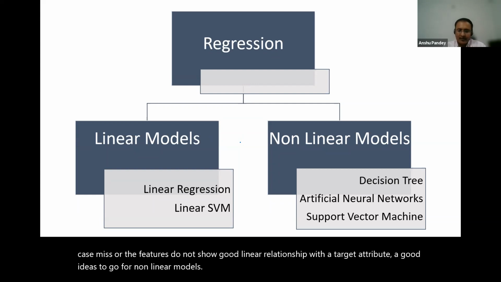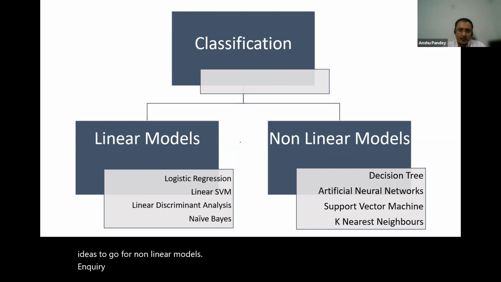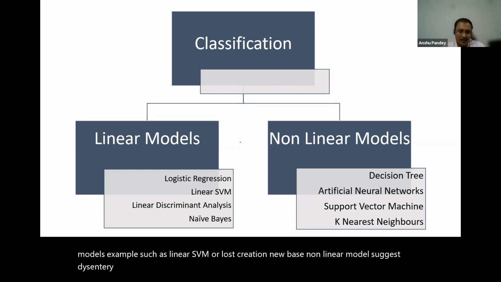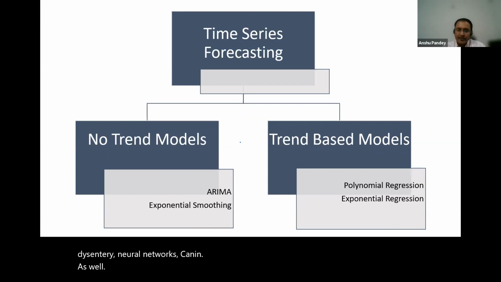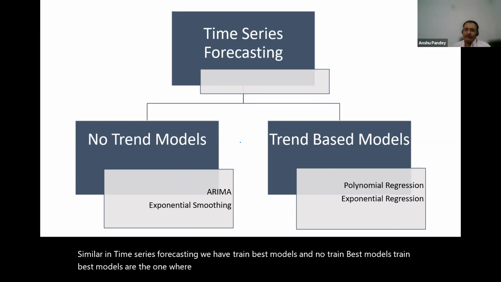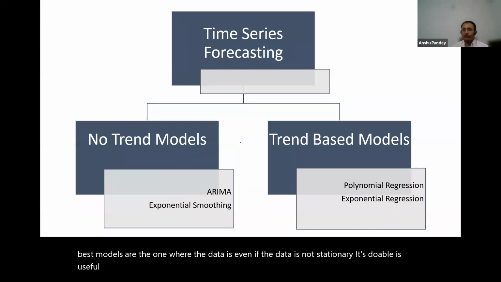That's one idea. And quite similarly, it also goes into classification. In classification, we have multiple linear models, such as linear SVM, logistic regression, and Naive Bayes, and non-linear models such as decision tree, neural networks, and KNN as well. Similarly, in time series forecasting, we have trend-based models and no trend-based models. Trend-based models are useful even if the data is not stationary, whereas no trend-based models always require stationary data.